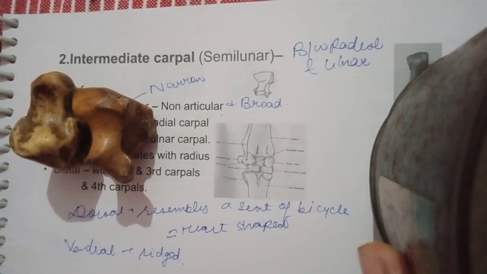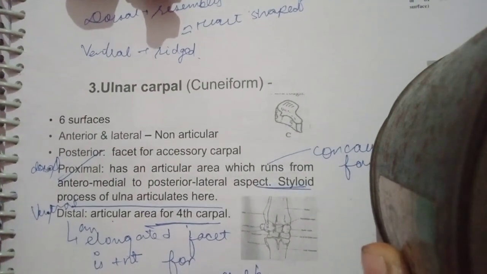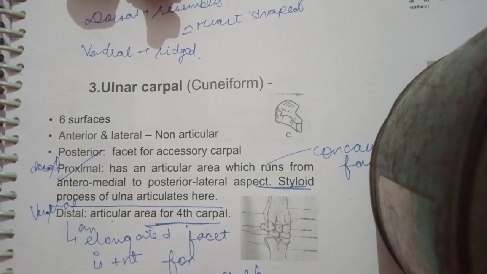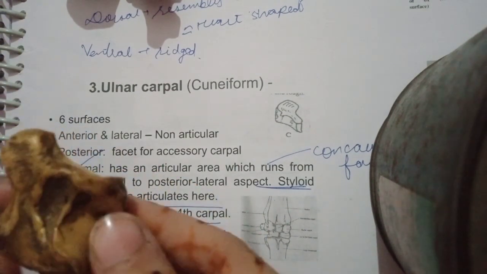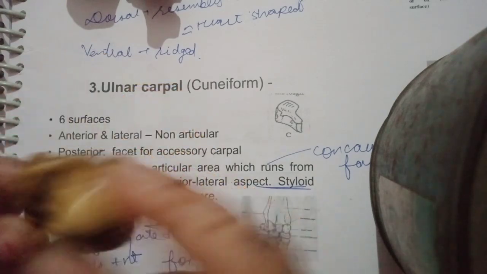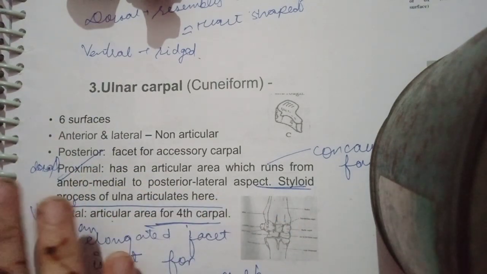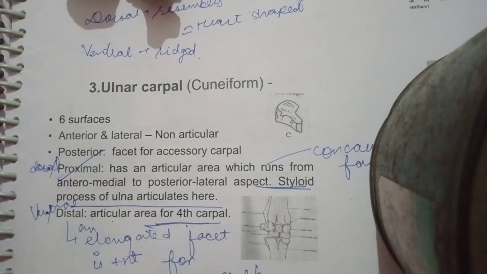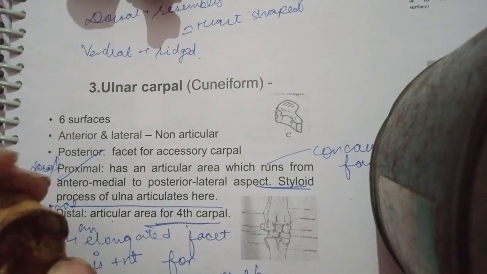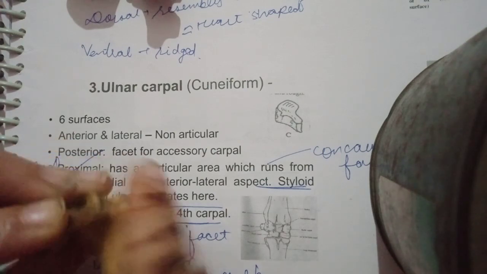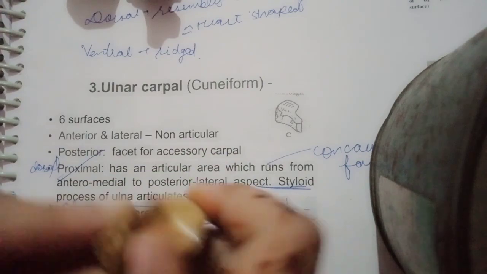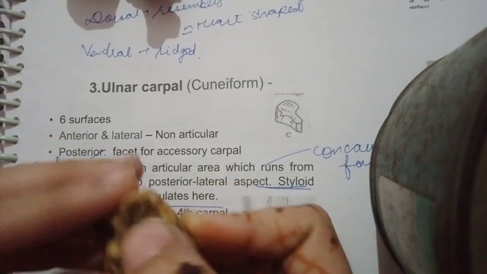So next is the ulnar carpal. Your ulnar carpal is basically a very massive bone. It is known as cuneiform. It has 6 surfaces. Basically, the anterior and lateral are non-articular. Posterior will have the facet for the accessory carpal. Now how could we identify this? है ना? The main question is this. So its identification is basically the groove. You can see this groove has this facet, on this side.